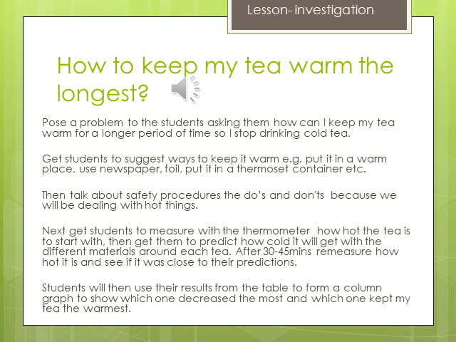And then once they've done that, students go back to their table, and then they will use their results from the table to form a column graph, and they'll have the results that it started with and then the results it finished with, and by that they can visually see which one kept it the warmest and which one decreased the most.